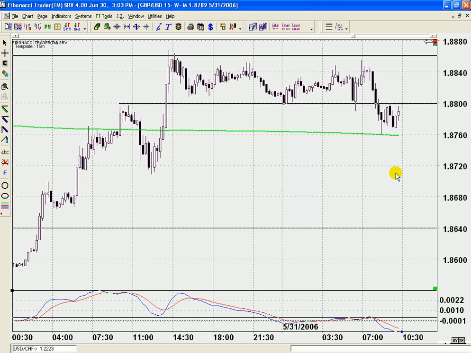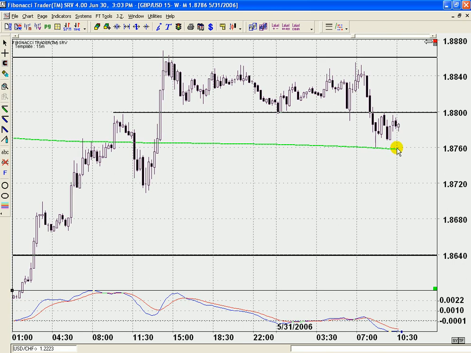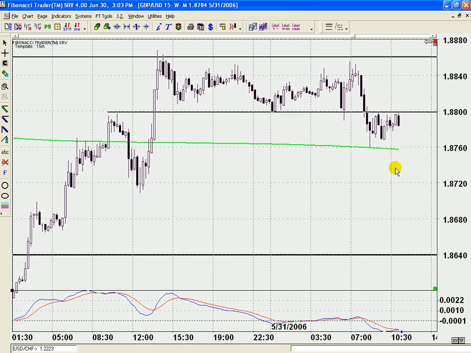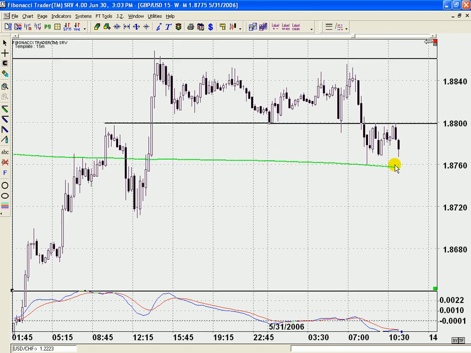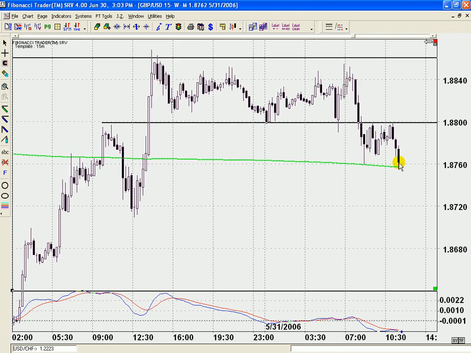Then we test again, staying within the range, giving you another chance to get in, another chance, and then this one moves down even lower. The longer this goes without getting through, the weaker it will become, and then we finally move through.